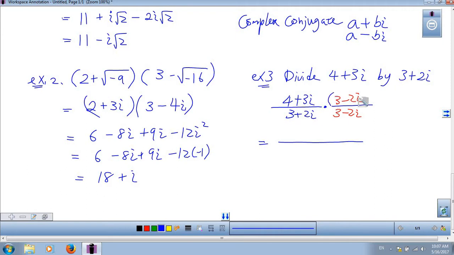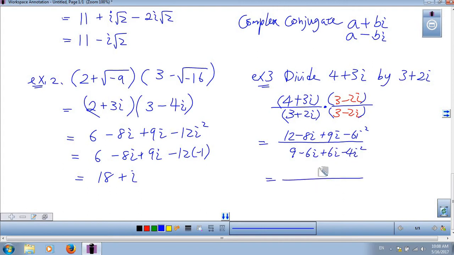So how do we multiply? We use what we just did before. We use the distributive property. So it's going to be 12 minus 8i plus 9i minus 6i squared. The denominator is going to be 9 minus 6i plus 6i minus 4i squared. As you can see, i squared is going to be negative 1, so it's going to become 18 minus 1 plus 1i. Okay, I'll just write i.